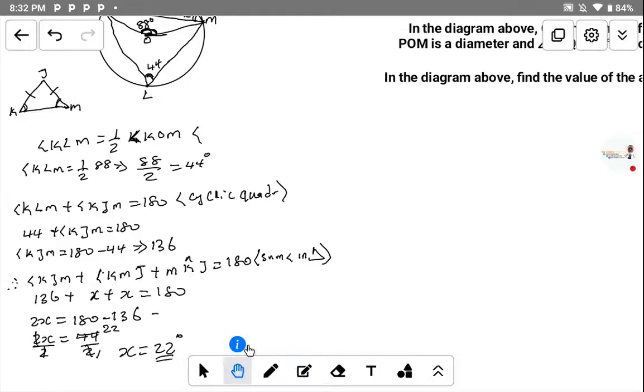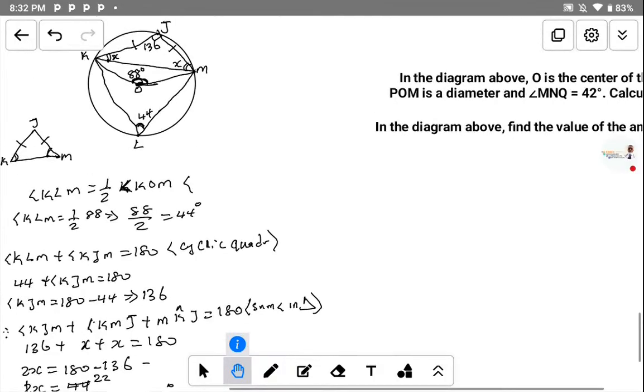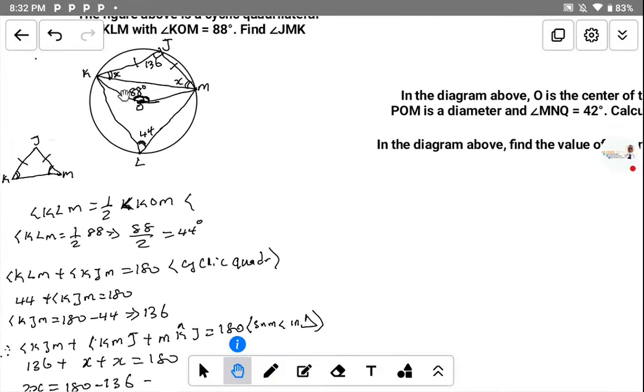So that means the answer we have here is S equal to 22. Definitely this angle is also equal to 22, because these are the base angles, so they must be equal. So you can say therefore the angle JMK is equal to 22. That is the answer to this question.